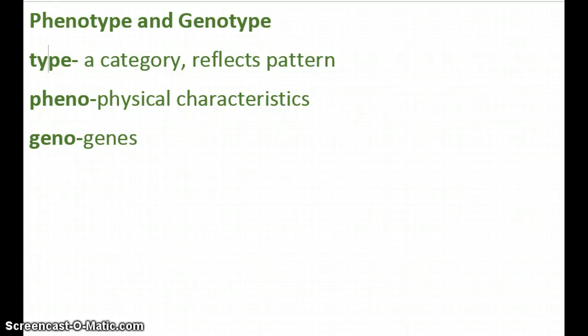Okay, let's talk about phenotype and genotype. So the first thing we want to do when we approach words in biology is to really dissect that word and think about defining the components of it, and that will inform us about what the word means. So phenotype and genotype, they both contain this word part "type," which should just tell us we're talking about a category, or it might reflect a pattern.